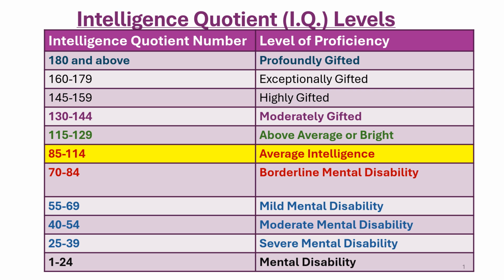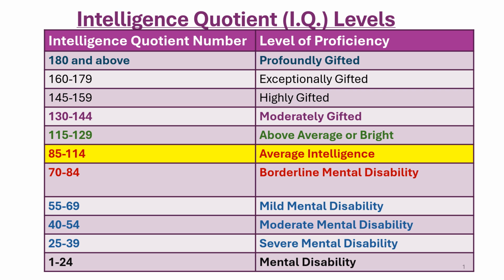So, have you ever thought of what your intelligence score really means? Very few people have had their intelligence score taken. 1 through 24 is mental disability, 70 through 84 is borderline mental disability, and 85 through 114 is average intelligence.